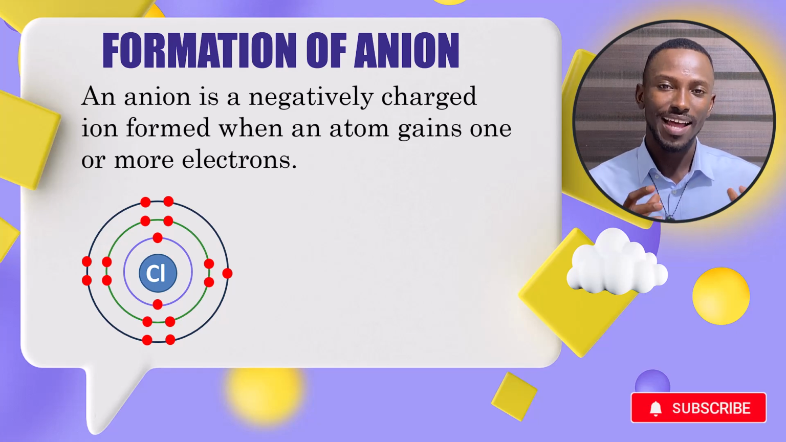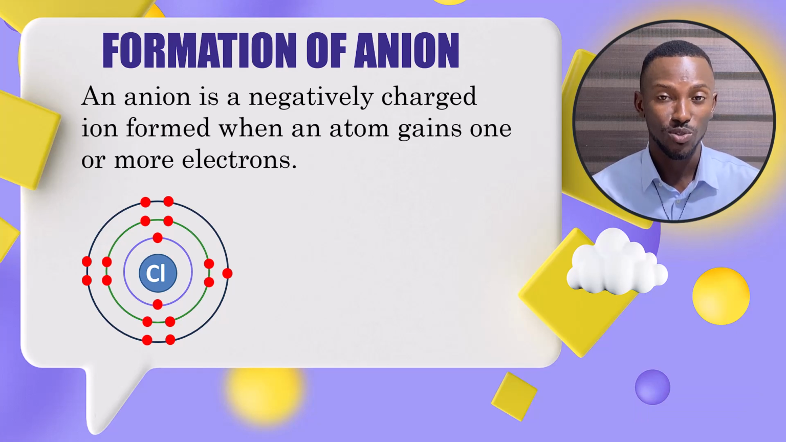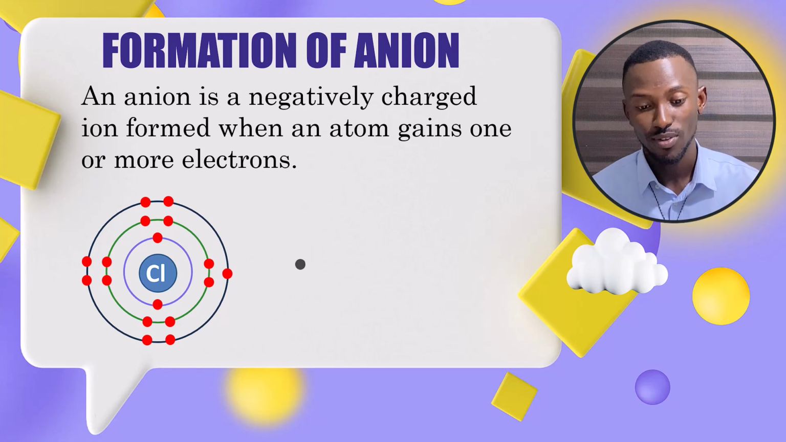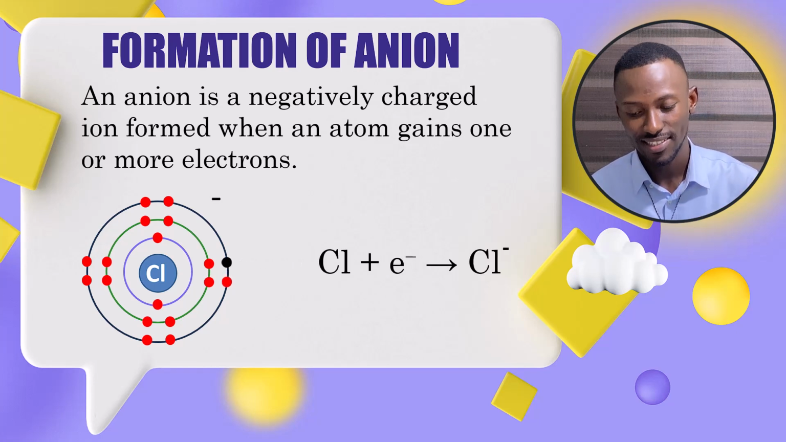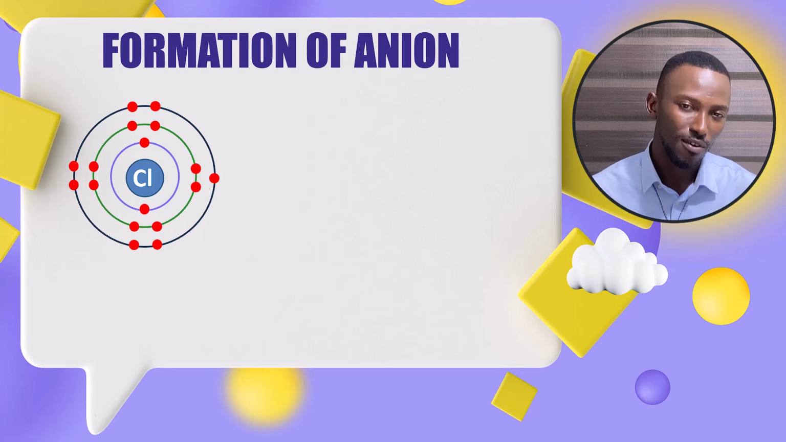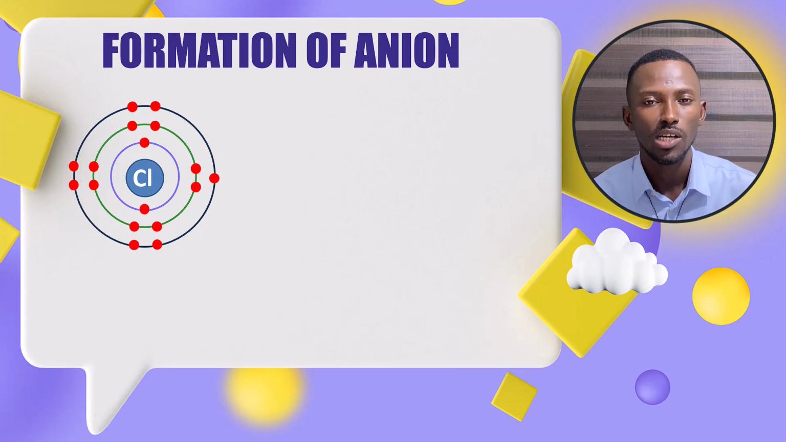So when an atom gains two or more electrons, it forms what we refer to as an anion. So an anion is a negatively charged ion that is formed when an atom gains one or more electrons. So that is what we'll be discussing in this lesson. So we'll be picking selected examples to lay the foundation of how to write anions of the first 20 elements. So we'll be using chlorine and oxygen.